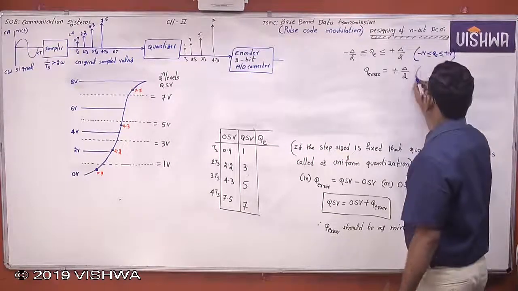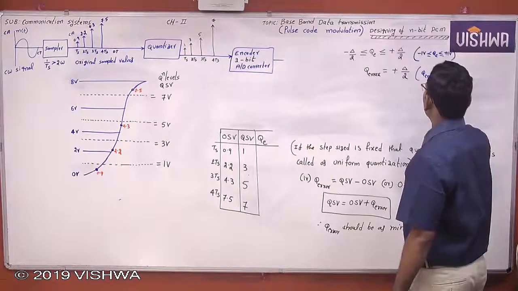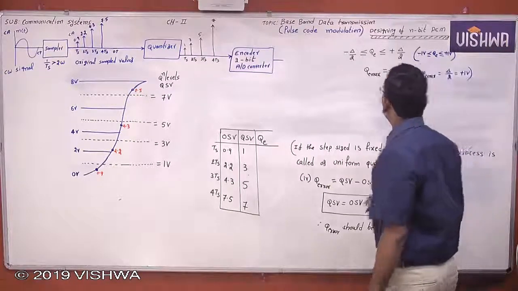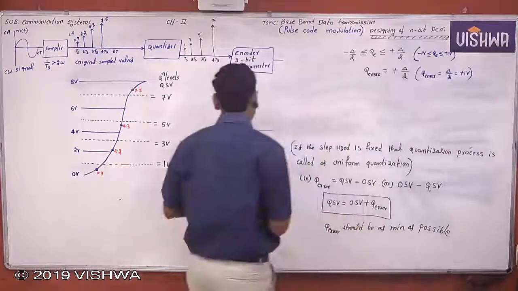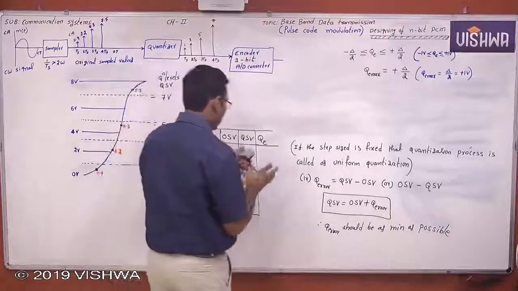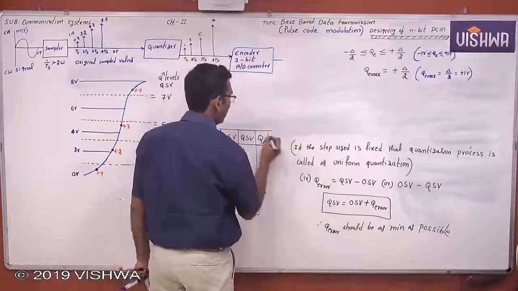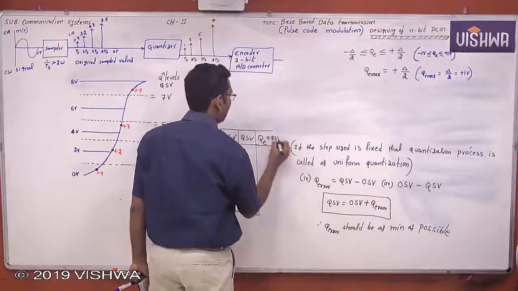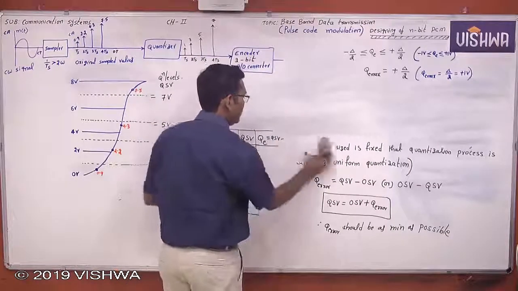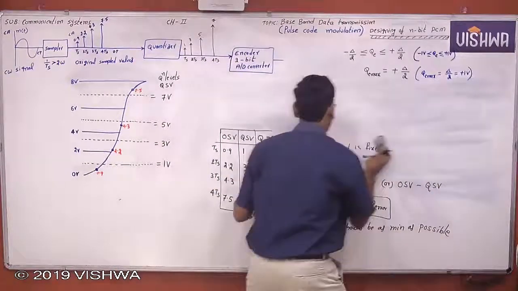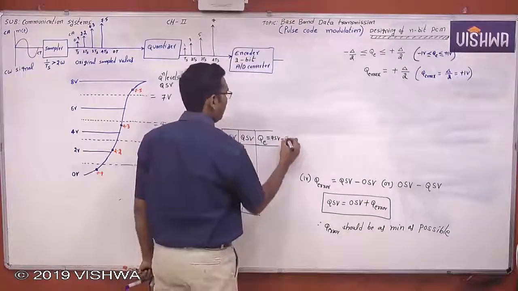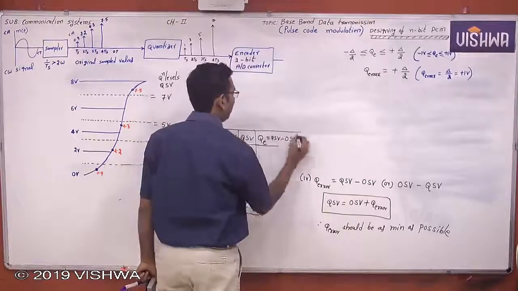And what is the maximum quantization error? In our case, the maximum quantization error is delta by 2, which is equal to plus 1. Now this much is acceptable. How much are you getting? Now the quantization error is nothing but quantized sample value minus original sample value, whatever it may be. It is a deviation.